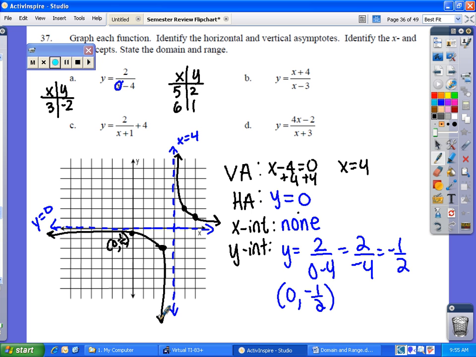The last thing that they need is your domain and range. Domain is going to go from negative infinity to your vertical asymptote and vertical asymptote to infinity. Your range is going to go from negative infinity to your horizontal asymptote, and then from your horizontal asymptote to infinity.